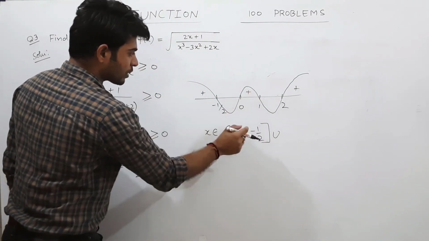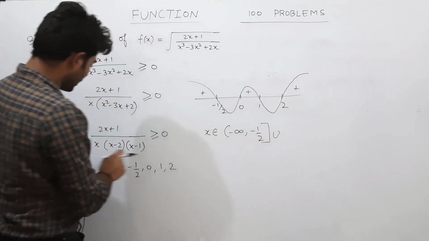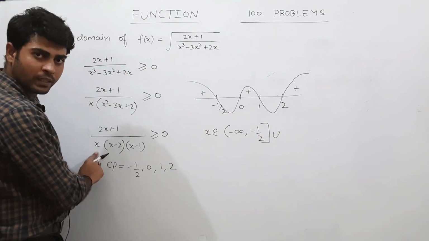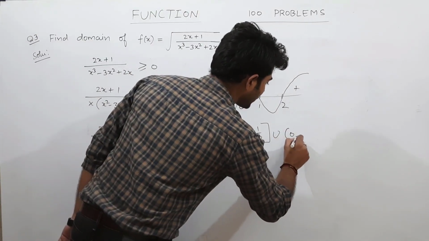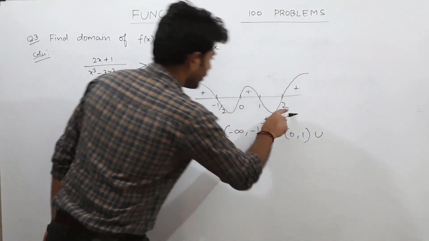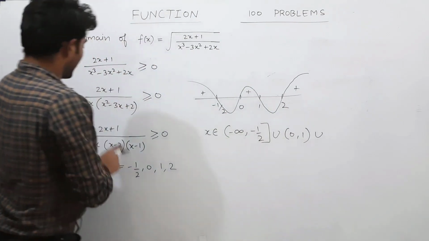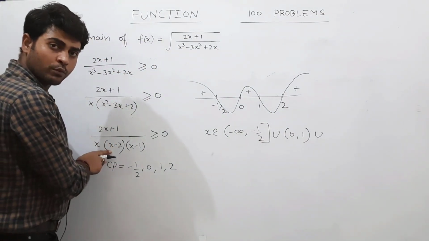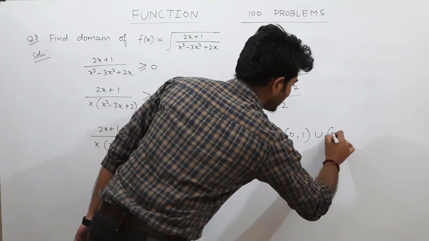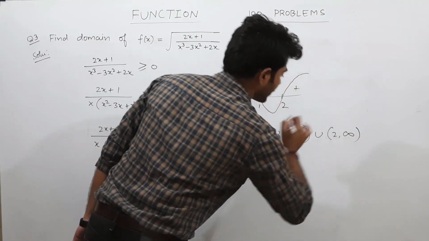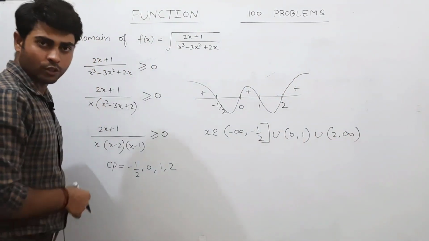In between it is always positive, but at points 0 and 1 it becomes undefined because the denominator will become 0. So we will take here the open interval 0 to 1, union 2 to infinity. Again, 2 is the critical point from the denominator, at which it will be undefined. That is why the open interval 2 to infinity. So this is the answer to this question.